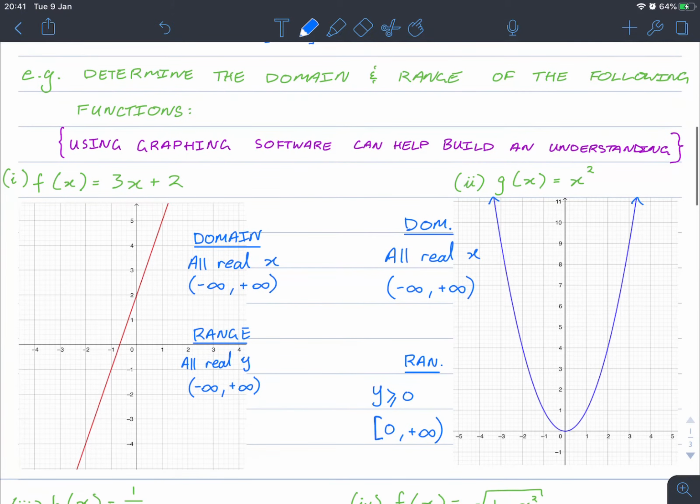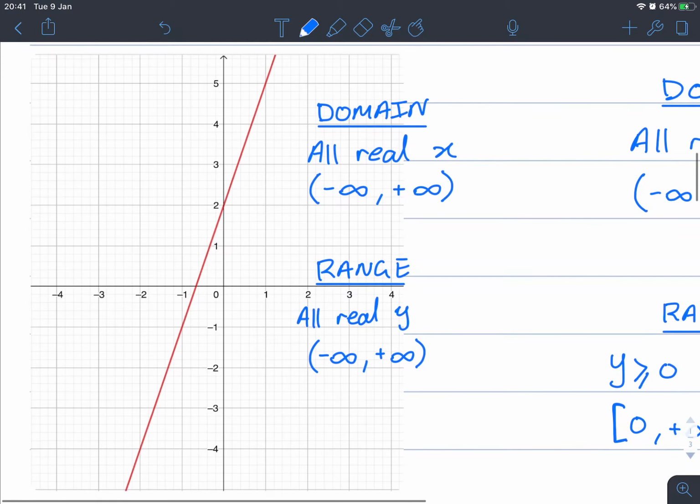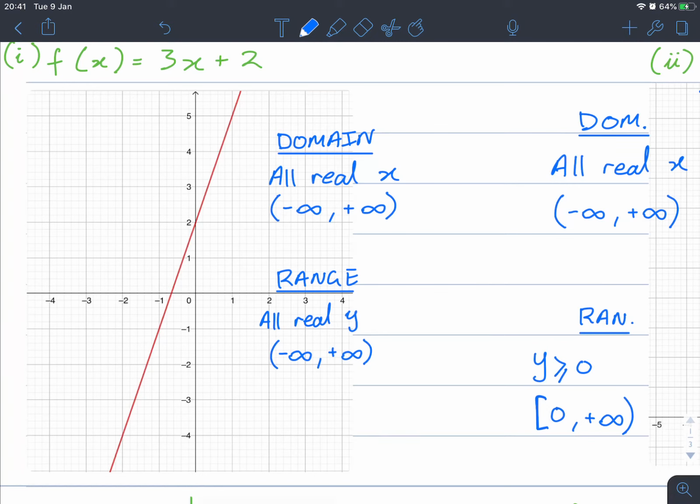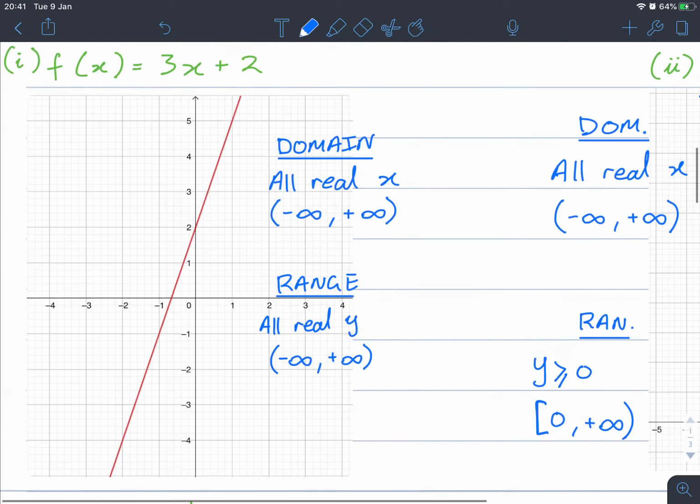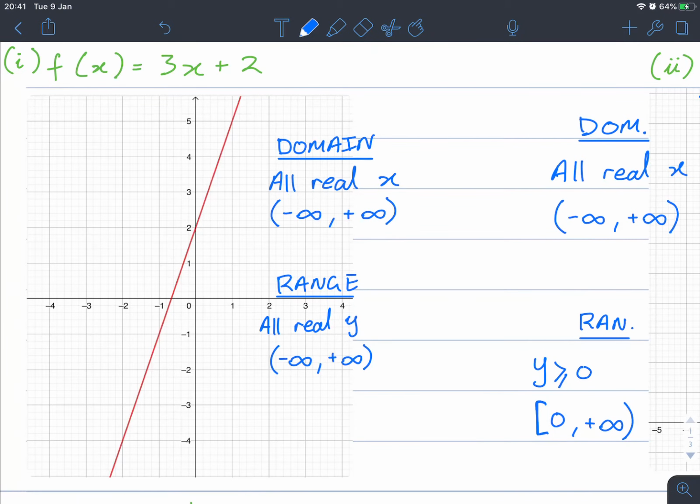Going over it again briefly, in this example, we looked at the domain, the x values, and we saw that there was no restrictions on the x values here because every x value is mapped onto somewhere in this function. Likewise with the range, this line can reach the highest, right? There's nothing stopping it going upwards, and there's also nothing stopping it going downwards. Okay, so in this case, the domain and range are all real x and all real y.